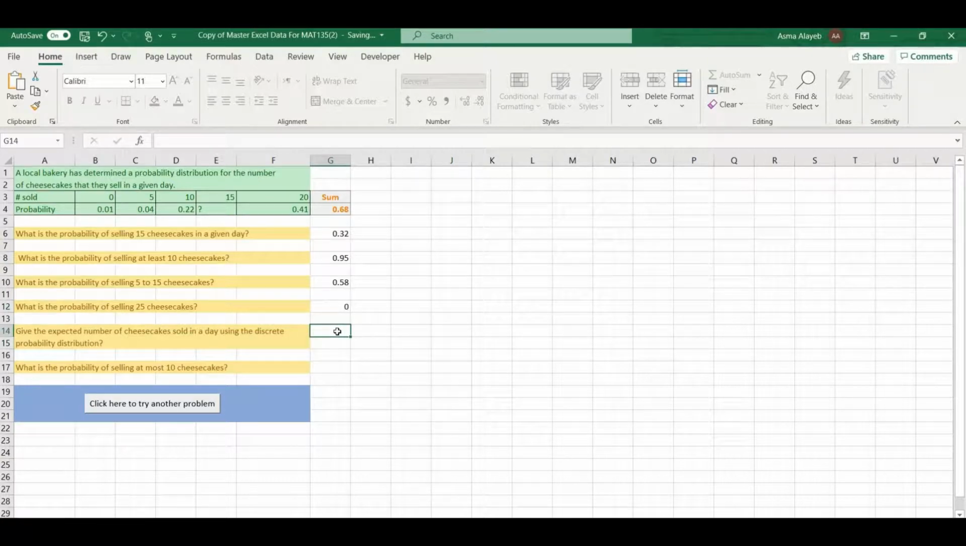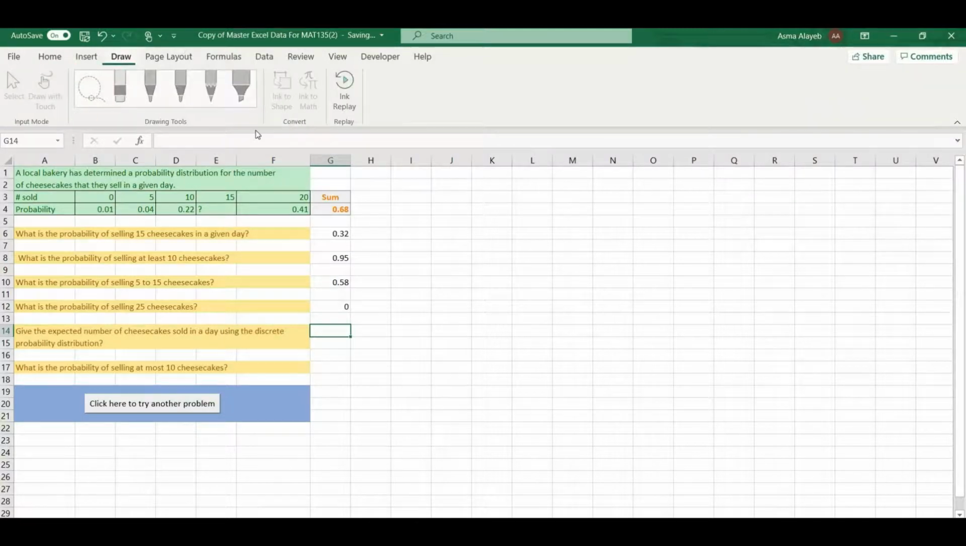The next question says, give the expected number of cheesecakes sold in a day using the discrete probability distribution. The expected value is equal to the average because that is what we expect in the long run. So to compute the average, we know that the formula for the average is we multiply each number by the probability of that number, and then we add everything together.